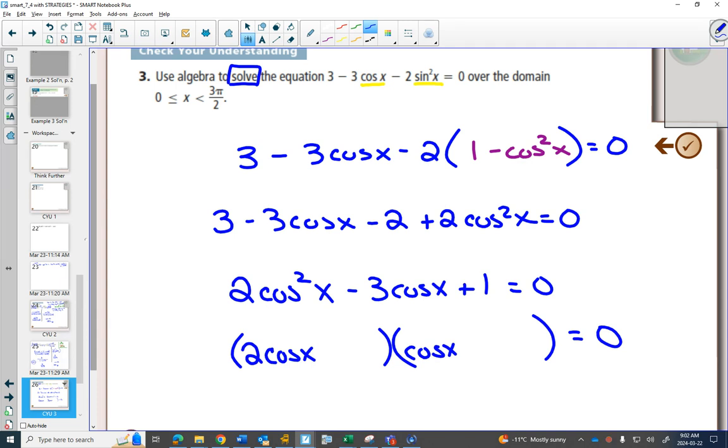This is my favorite one. It's my favorite one for students to factor, because it really involves almost no thinking in factoring. Because can you see that the only option for 2 cos squared is 2 cos x and cos x? And the last one's a 1. The only option to multiply to get 1 with whole numbers is 1 and 1. And so now the only thing you'd have to worry about is your signs. They're either both positive or both negative.